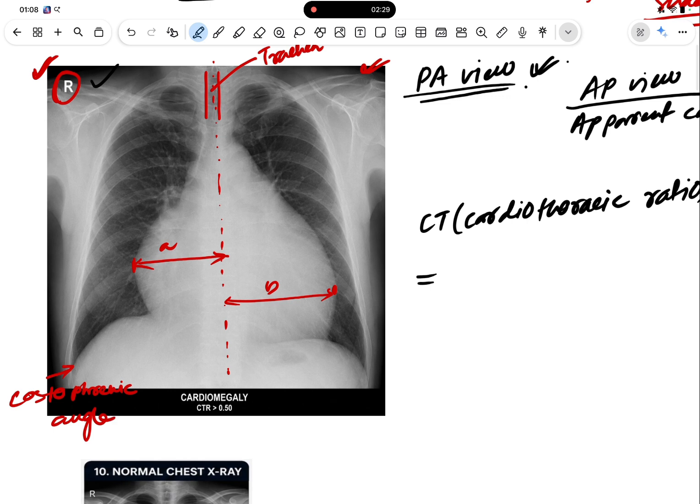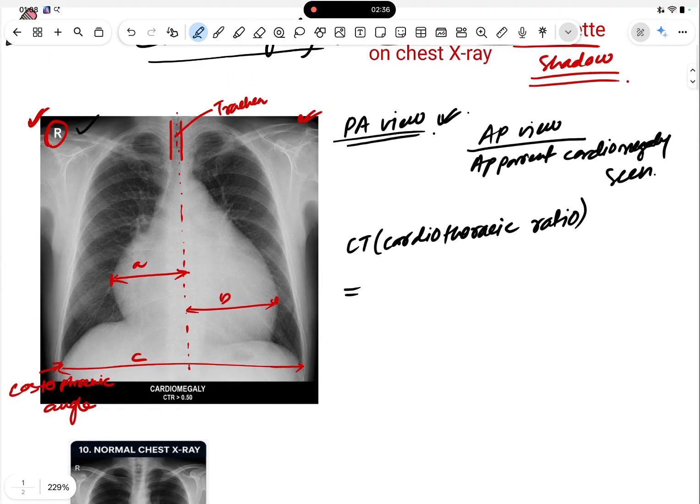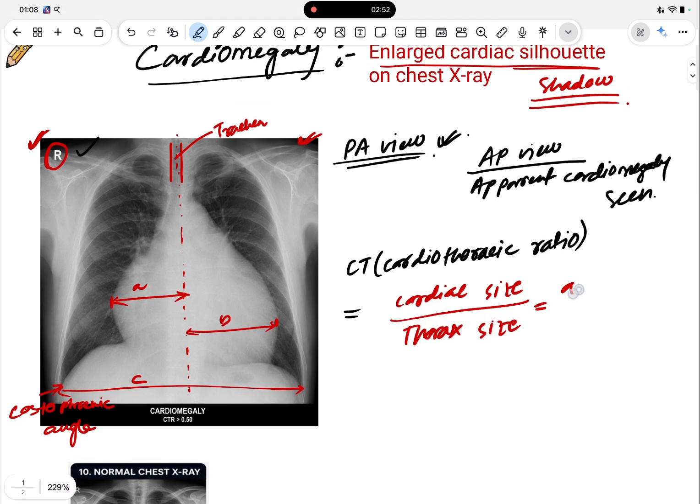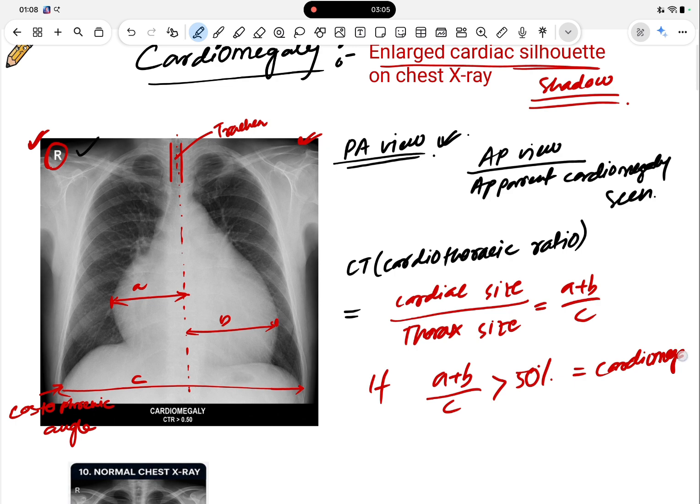Costophrenic angle. We find the maximum width of the thorax, we call it C. So the cardiothoracic ratio, that is the cardiac size by the size of thorax, is A plus B by C. If A plus B by C is more than 50%, we call it cardiomegaly, right?